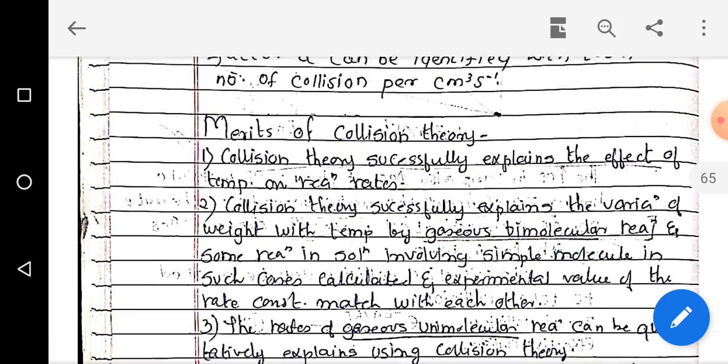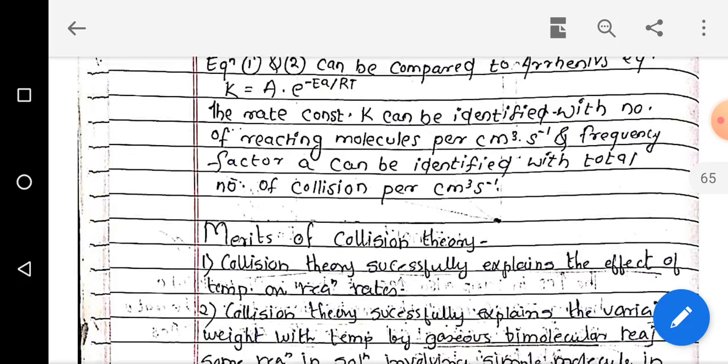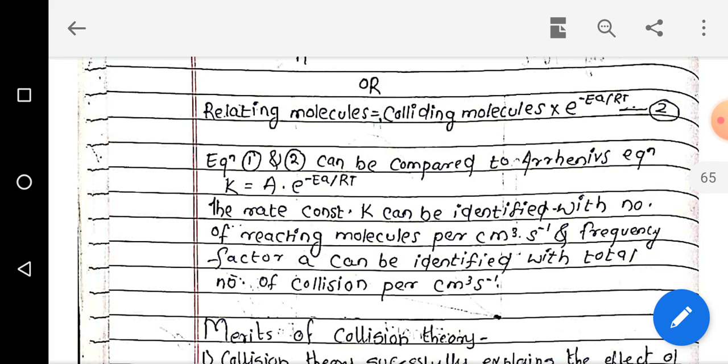So this is the most important part, the merits and demerits of the collision theory. The collision theory is important, but has some disadvantages. We remind the important formula for the rate of the reaction: k is equal to A times e to the power minus Ea divided by RT. This is the most important formula, remember it.